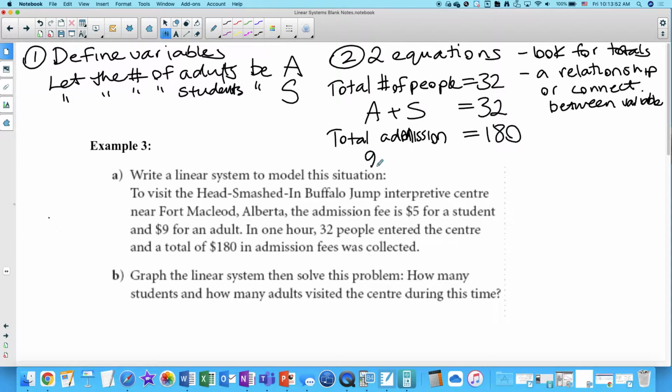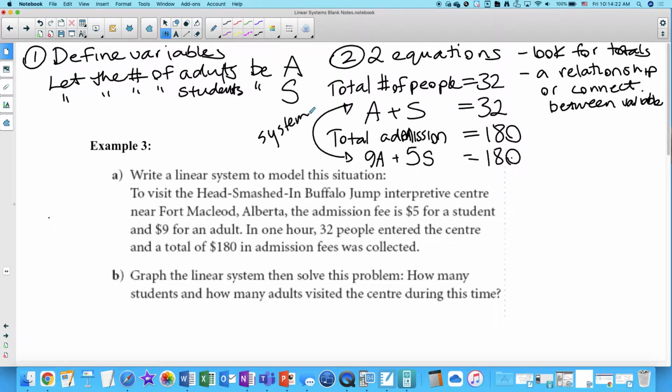And if the students are $5 each, and there's S students rather, the students are going to be 5S. I probably should have used something other than S because S's look like 5s, but anyway, equals 180. Okay, these two equations make up the system. That's the second step. And that's often the most difficult.